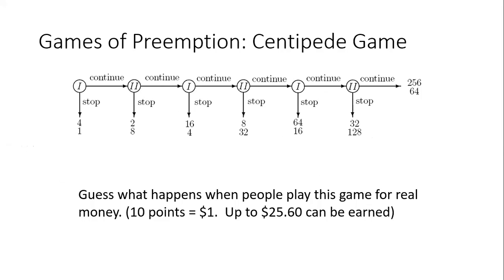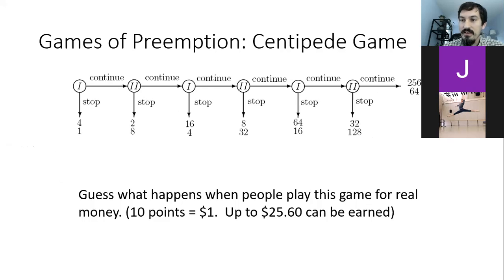It's called the Centipede game because there are two players, and when you draw the picture of the game, it's supposed to look like a centipede. I don't know if you agree with that or not. But what do you see here? You see points. These numbers here, 4, 1, 2, 8, 16, 4, 8, 13, 8, 32. Those are payoffs listed for player 1 on top and player 2 on bottom.